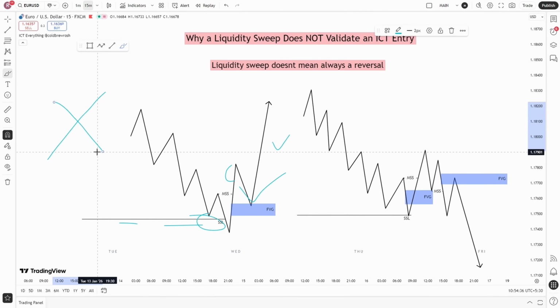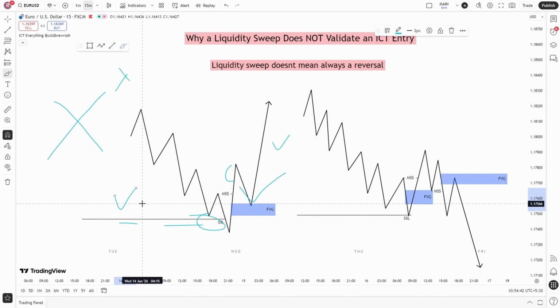A liquidity sweep does not validate an entry. A liquidity sweep only tells you what was removed from the market. It does not tell you whether the market is ready to continue or whether an entry is justified at that moment. This is where most traders get trapped. They correctly identify the sweep. Their directional bias is technically correct. And yet, the trade still fails. Not because the liquidity sweep was wrong, but because entry was taken without confirmation.